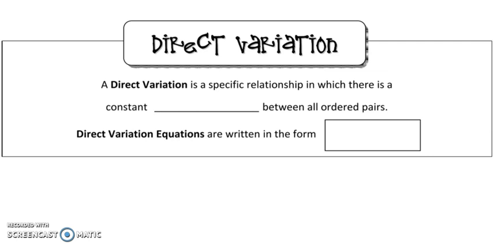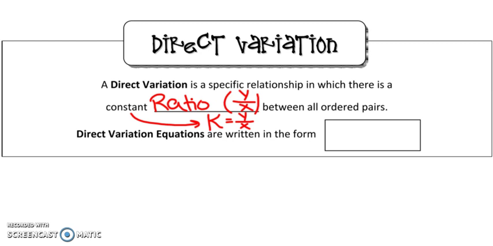Now, a direct variation is a specific relationship in which there is a constant ratio, and that ratio needs to be y over x, and it has to be between all the ordered pairs. It is always the ratio of y over x. Now, my y over x is what we're going to call k. K is equal to that constant. So whatever that ratio is, if it says find the constant, it's going to be our variable k, and that's just going to be your ratio of y over x.